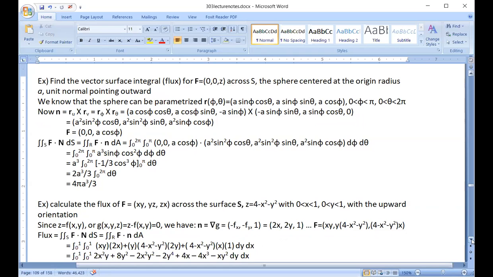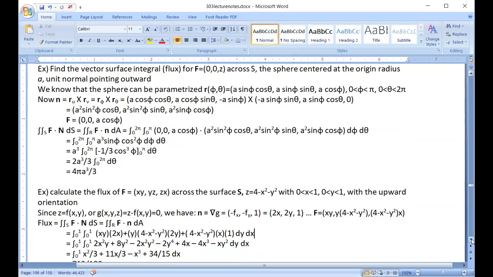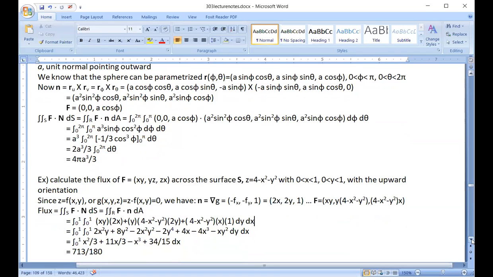Okay. So doing a bunch of algebra to simplify that whole expression, you get 2x squared y plus 8y squared minus 2x squared y squared minus 2y to the fourth plus 4x minus 4x cubed minus xy squared. So a long thing, but it's just a polynomial. And now we do the integral, integrate with respect to y, and then evaluate from 0 to 1. Then integrate with respect to x, evaluate from 0 to 1. Doing it really quickly, it's straightforward, if perhaps a bit tedious, but you wind up with 713 divided by 180.